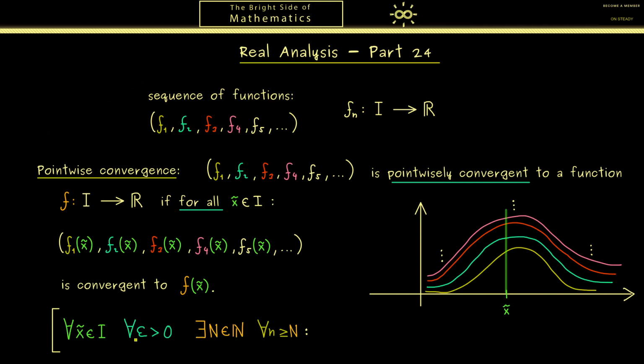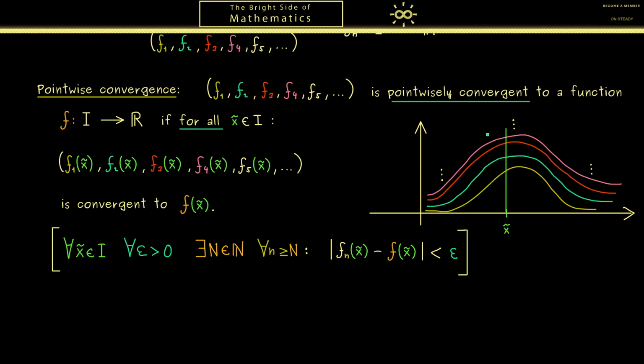Hence for all epsilon greater than 0, we find a capital N, such that for all indices afterwards, we have that the absolute value of the sequence member fn x tilde minus the limit is less than epsilon. And this is exactly what you can remember for the pointwise convergence of a sequence of functions. It just means that all the vertical slices here in the graph are convergent sequences. So I would say let's look at an example.